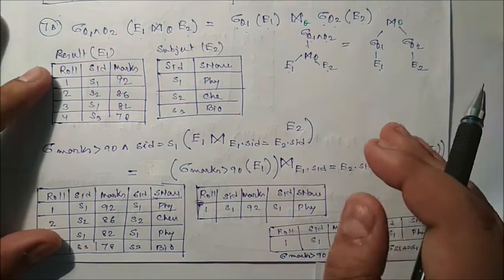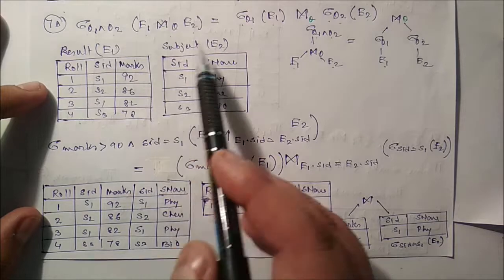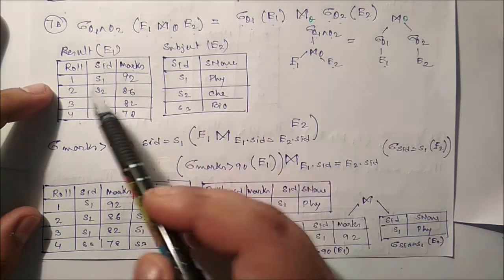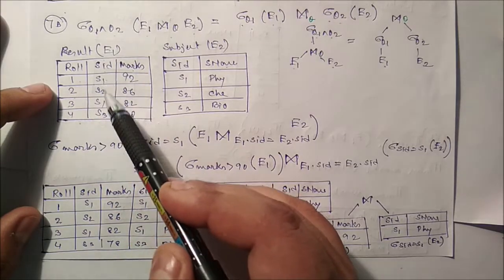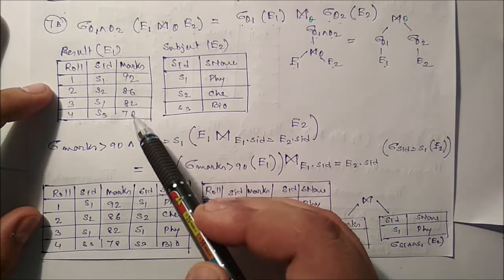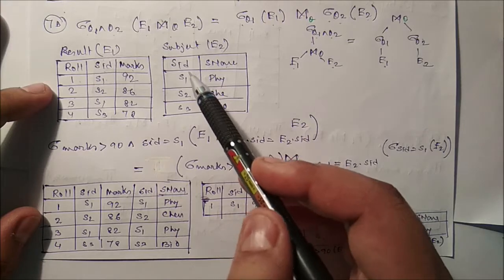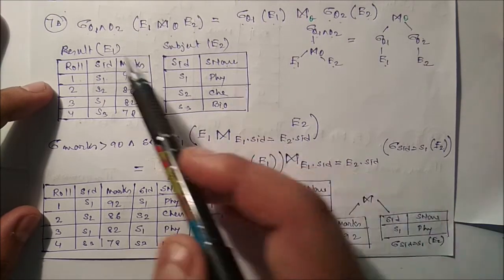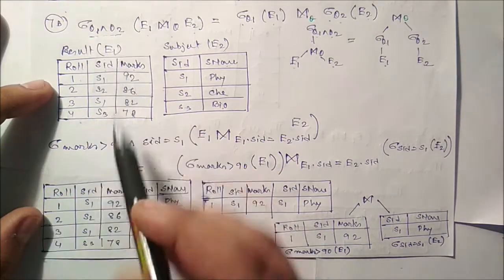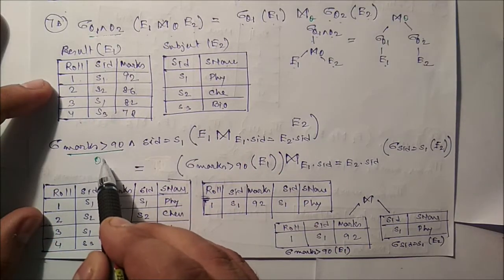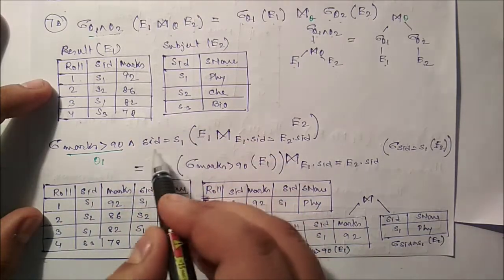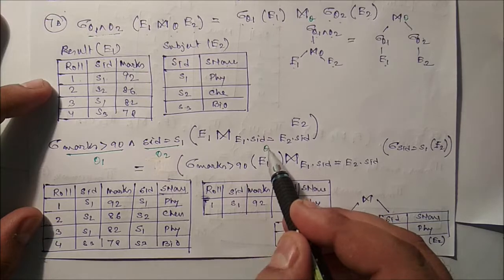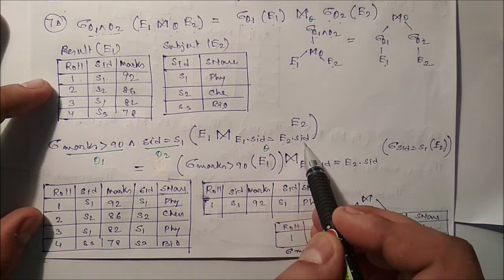Okay, now we can check. See, we have the two tables E1 and E2, where the roll number, subject ID, marks are there, and subject ID and subject names are there. Say roll numbers 1, 2, 3, 4, subject ID S1, S2, S1, S3, and the marks are 92, 86, 82, 78. And subject ID S1, S2, S3, and subject names physics, chemistry and biology. Now if you see this one, this condition is what? Marks greater than 90, this is our theta 1, and subject ID S1, this is nothing but our theta 2. And here the theta condition is E1 subject ID is equal to E2 subject ID.